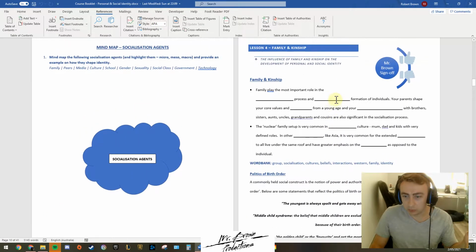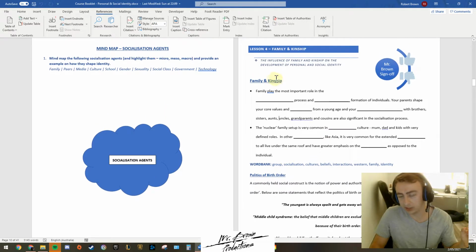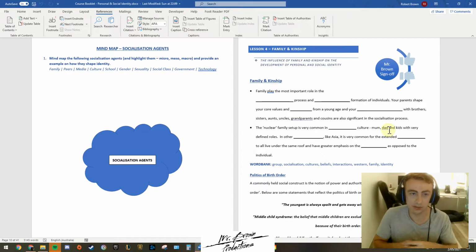Once you've done that, I want to talk about something called the politics of birth order. Actually, before I retract, I'll talk about what kinship is. Family, we obviously know, play the most important role in the socialization process and the identity formation of individuals. Growing up in a large or smaller family may impact the dynamic, but generally speaking, family is what we would call a primary socialization agent. There are primary and secondary socialization agents. A primary socialization agent is someone in your immediate world that has a micro or meso impact, stronger than a secondary. It typically consists of family, peers, and generally school as well. They're the three main things that shape it.